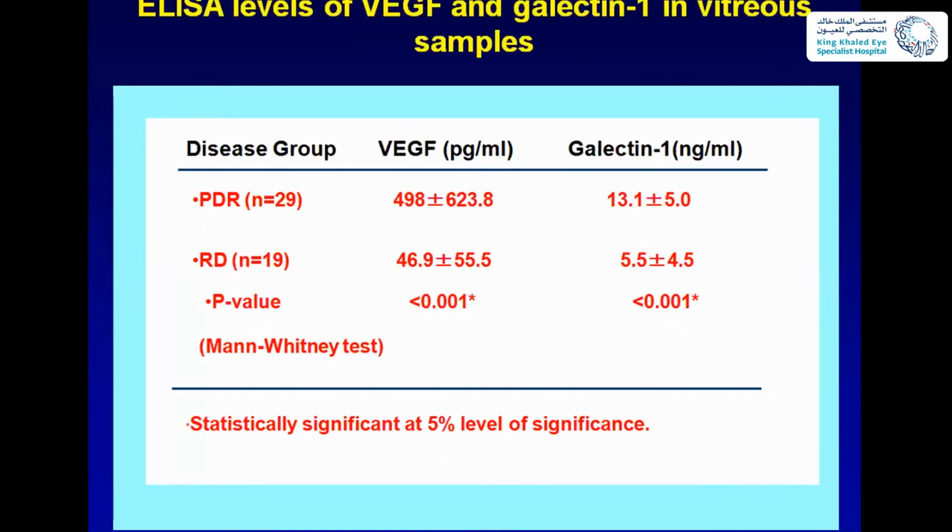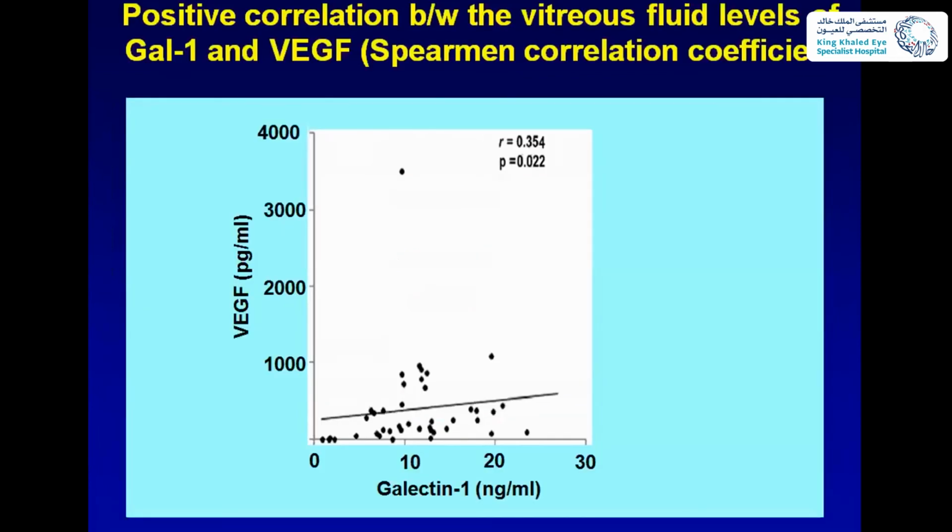It is a rhegmatogenous retinal detachment with no PVR, and PDR is the retinal detachment, the epiretinal membrane, proliferative diabetic retinopathy. So anyway, when we see the ELISA levels, we found that the VEGF is increased and the galectin was also increased. It means that they are simultaneously increased; there is a positive correlation between the galectin and VEGF. When we measure with the Spearman correlation coefficient, there is a positive correlation: galectin-1 increases and VEGF also increases.